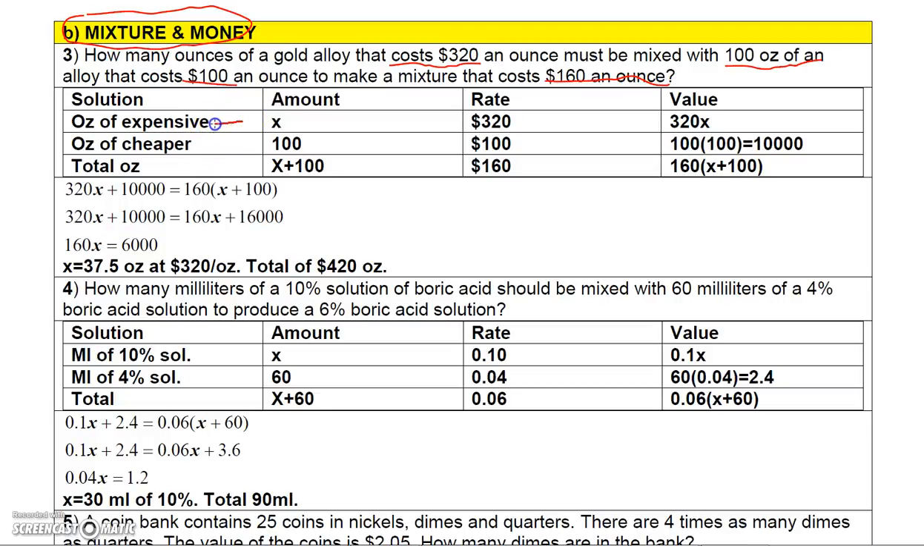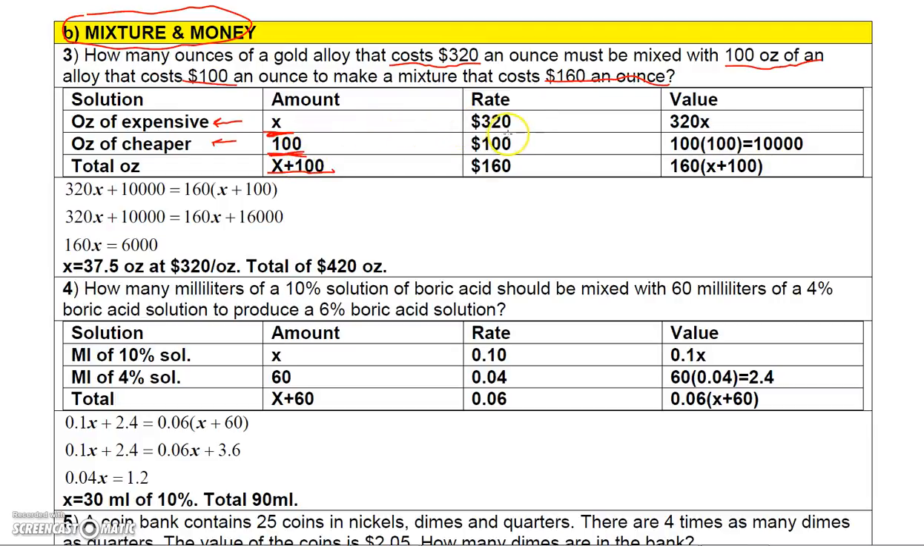We'll call the expensive one the gold, and the other one is the cheaper one. And we actually know how many ounces of the cheaper one we're going to use. We're going to use 100. We don't know how many ounces of the gold alloy we're going to use, so we're going to call that X. But if we add these two alloys together, we know that we're going to have a total of X plus 100, because whatever this weighs, how many ounces of this plus 100 ounces would be X plus 100 ounces total. So that's the total ounces.